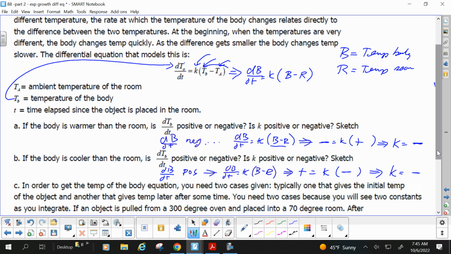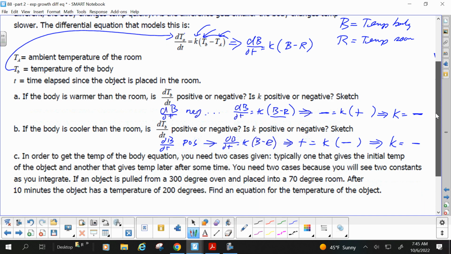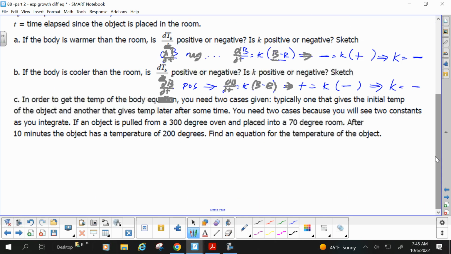Now, all that said, back to the question. Great, you've got how it changes. But what about the temperature of the body? Let's do this case. Say an object is pulled from a 300-degree oven and placed into a 70-degree room. After 10 minutes, the object has a temperature of 200 degrees. Find an equation for temperature.